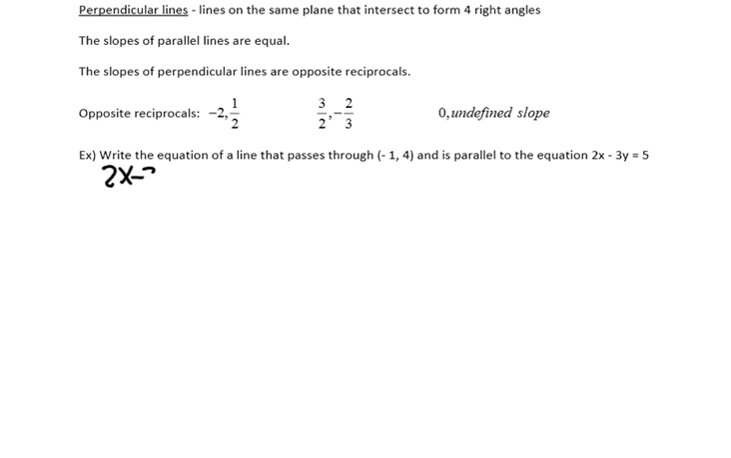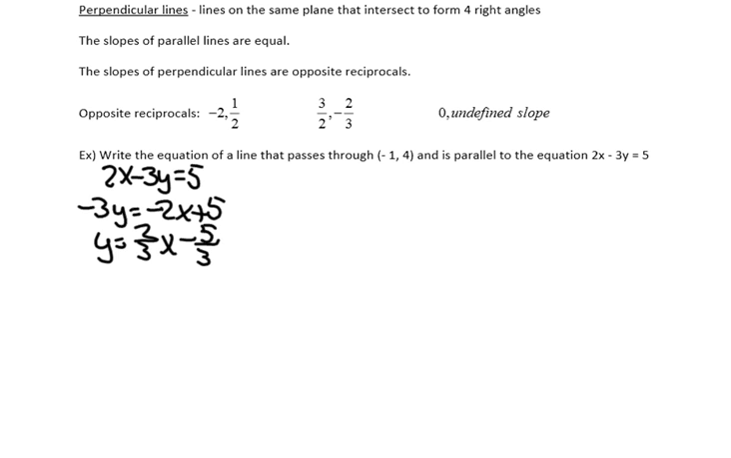So let's do that. Now remember, in order to get into slope-intercept form, I want to solve the equation for y. Subtract 2x and divide by negative 3. Now, the slope in this particular case is 2/3. So now the parallel slope, which by the way, this is the abbreviation for parallel, looks like 2 parallel segments, is also 2/3.